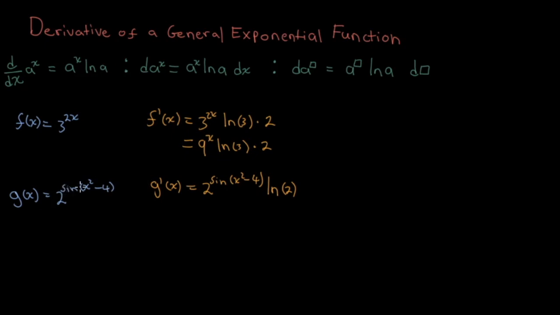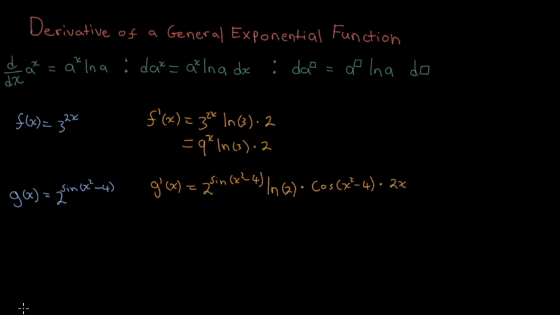Now, the derivative of a sine function is cosine, so the derivative of sine x is cos x. So we can write times cos of x squared minus 4, and then of course we have to multiply that by the derivative of whatever is inside, so times 2x.